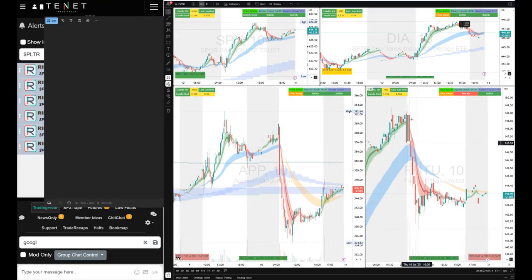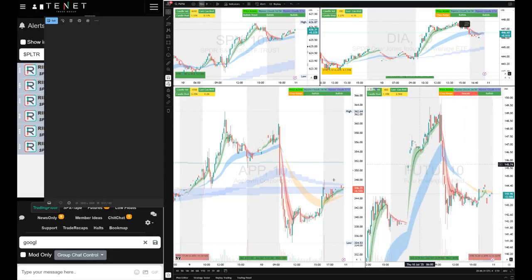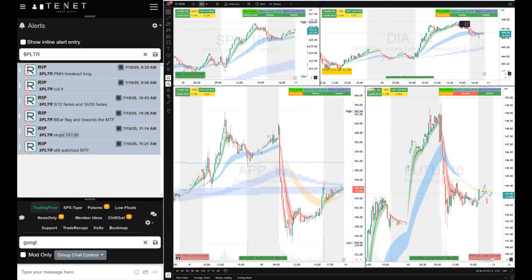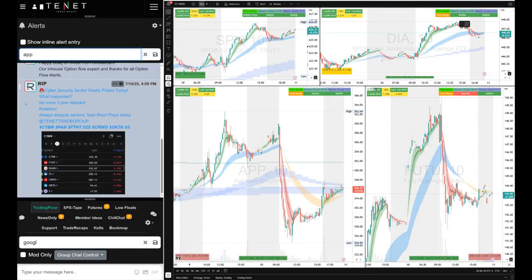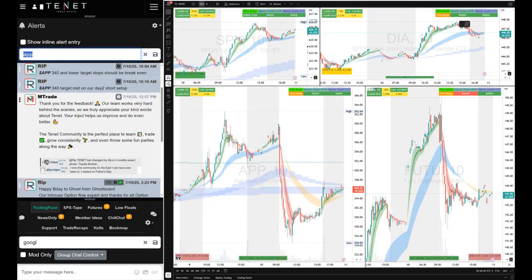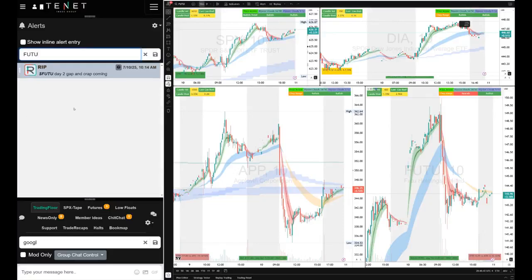FUTU, you short it at 10 a.m., take it all the way down, under the clouds, gap fill short. So these were our successful shorts on day two. APP, beautiful setup, and next one was FUTU. Day two, gap and crap, right? I told the traders, gap and crap. So you see how you trade the day two setups.